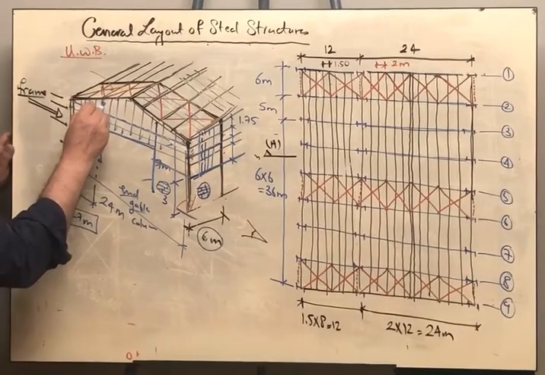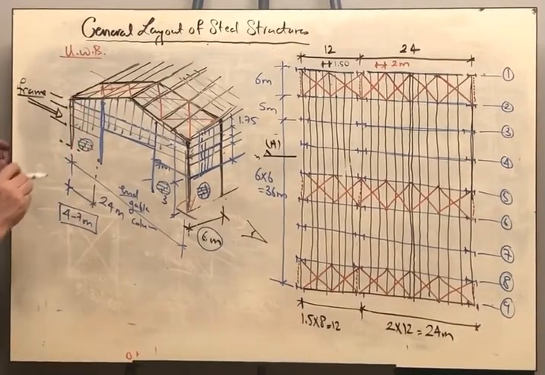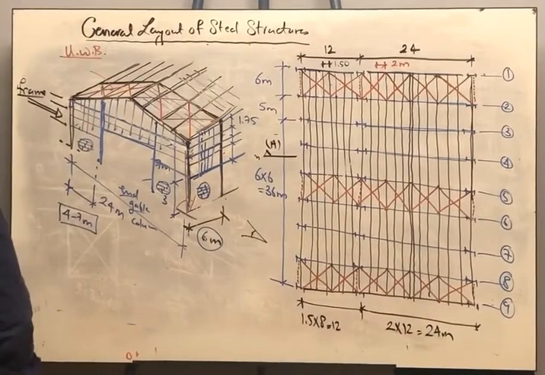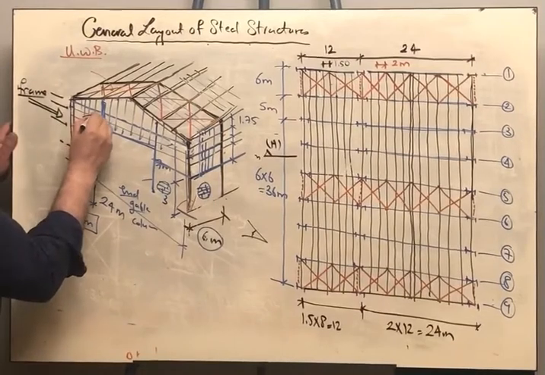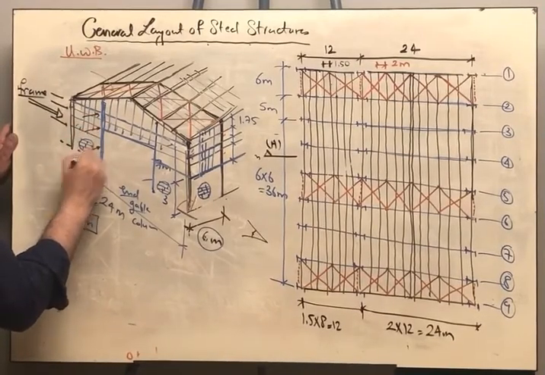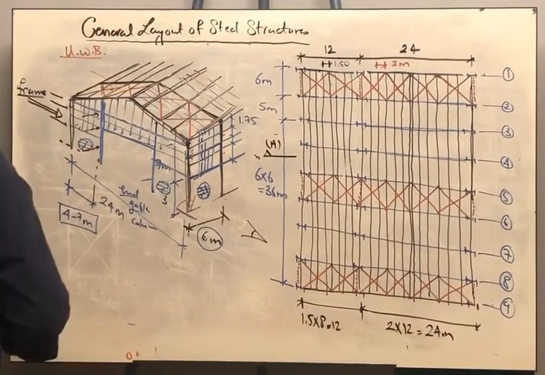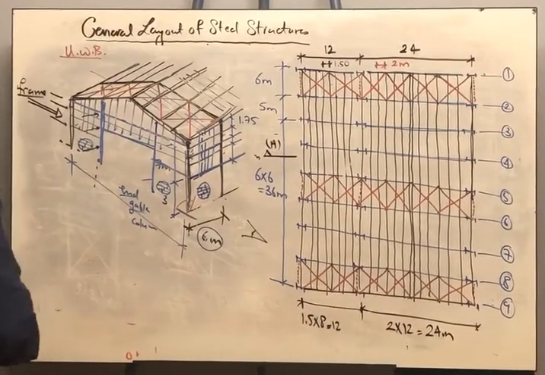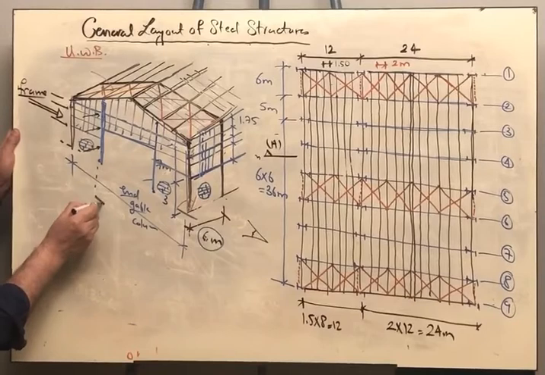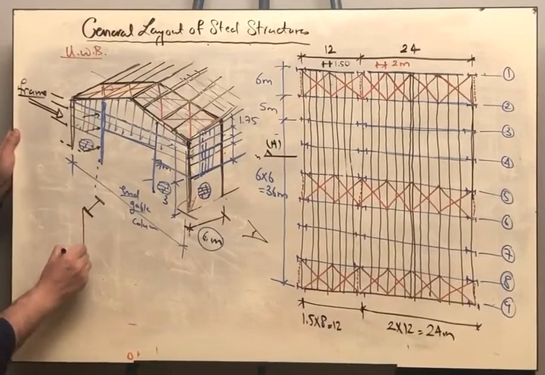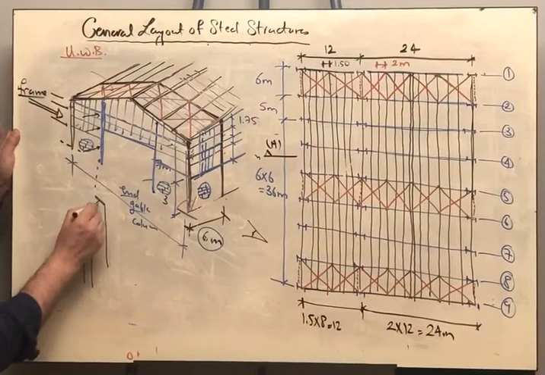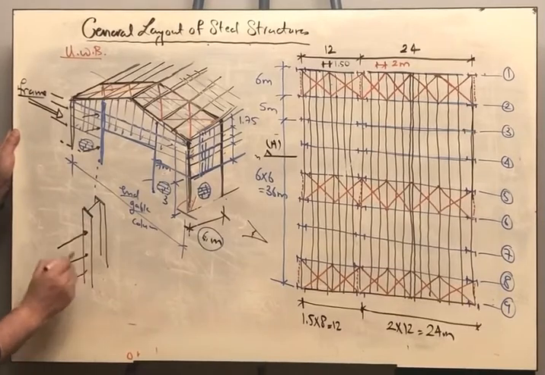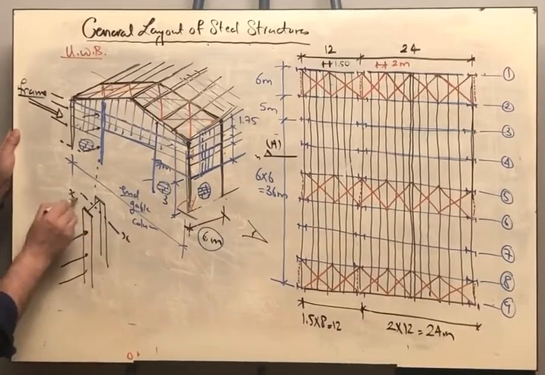Question: what is the function then of the column? Now the function of the end gable column is to resist the wind that is blowing in this direction. Whenever we are drawing this column, take care. The orientation of this column will be different. This column will be oriented in this direction, because the wind, when it is blowing in this direction like that, is causing moment about the strong x-axis.